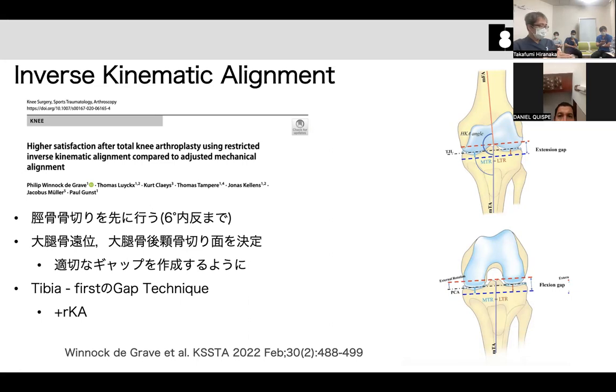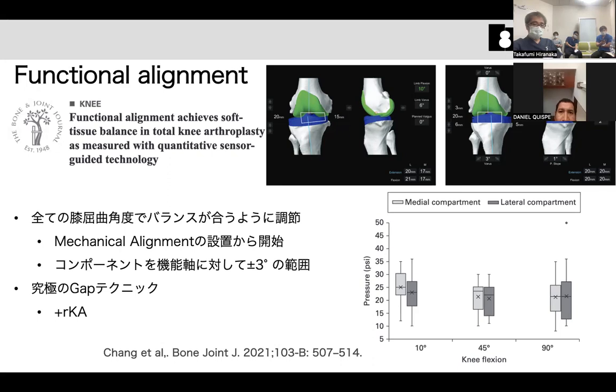Because the tibia should be cut under restriction in most cases. And basically, with this technique the manipulation is within plus minus 3 degrees. And at least the computer, the robotics can control only within plus minus 5 degrees. Or if I want to cut the tibia, for example, 6 degrees or 7 degrees, it's impossible. The setting should be up to 5 degrees.